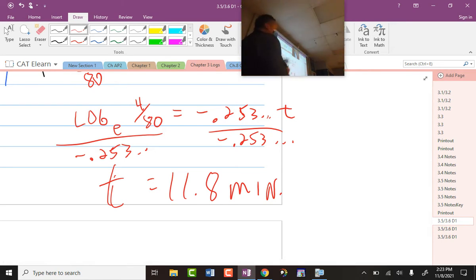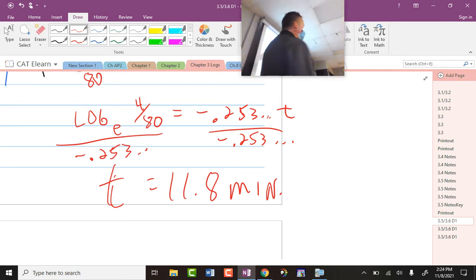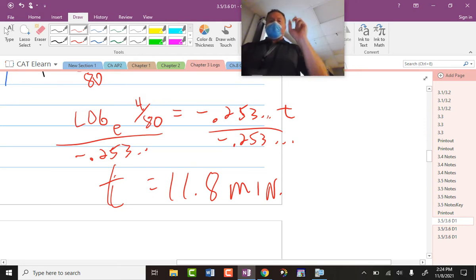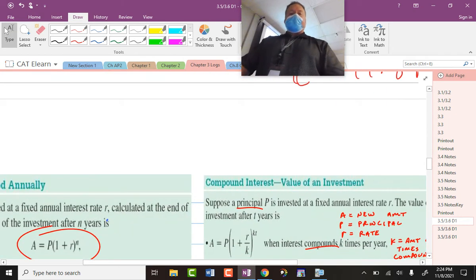Okay? So it's not a hard formula. You've got to know where the things go, and then you just use PEMDAS to get it down to what we had on Friday, which is just changing an exponent to a logarithm, and it's solvable. All right? That's exactly what happens. Okay, so that's it for 3.5.